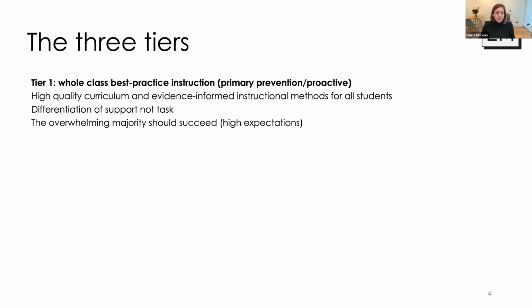Now, this next point is important. The overwhelming majority should succeed. We have high expectations for all students. For most students, in some cases, up to 90% of students can succeed with high quality tier 1 instruction. So we should be expecting that. And if we're not getting that, we have to be prepared to examine our tier 1 instruction.